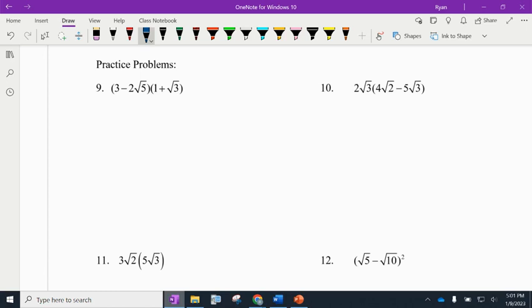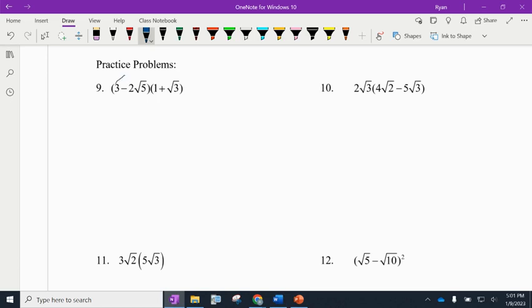This is Algebra 1B, section 10.2, part number 2 on multiplying radicals. And we did some problems kind of like this number 9 before. We have a binomial times a binomial. There's no plus sign between these, so we're not trying to add and combine like terms.